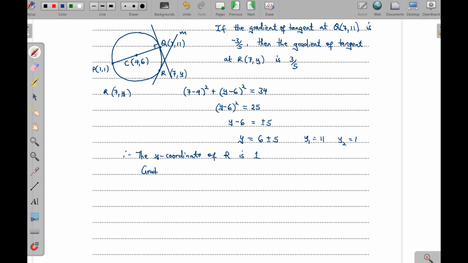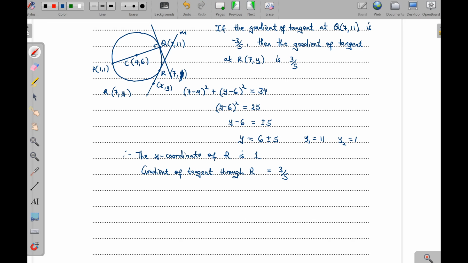Gradient of the tangent through r is equal to 3 over 5. You remember here? So I will have another point on this line r, continuing, maybe (x, y), okay? So the gradient, now this one is another y coordinate. Already this one we have gotten as 1.